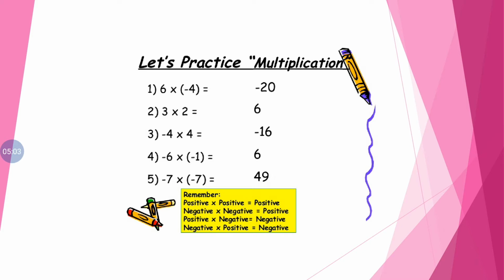Next, let's practice some multiplication. 6 fours are 24. The product of two different signs, we get a negative value, minus 24. 3 twos are 6. The product of the same sign is positive, we get a positive value. 4 fours are 16. The product of two different signs, we get a negative value, minus 16. 7 sevens are 49. The product of the same sign is positive, so plus 49.